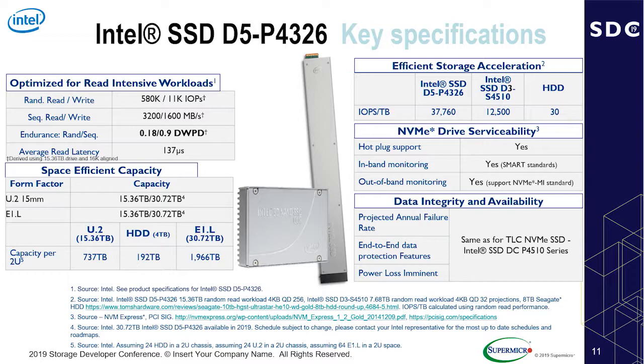That's super important. You'll notice over here the endurance number, like I said, varies. It can be as small as 0.18 or 0.9, depending on whether you're doing random or sequential. But the other important thing to note: some people have wondered about QLC.